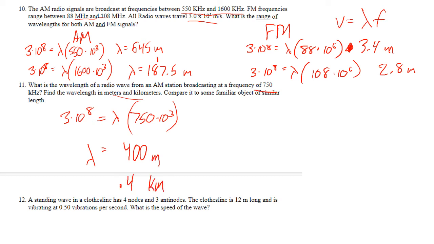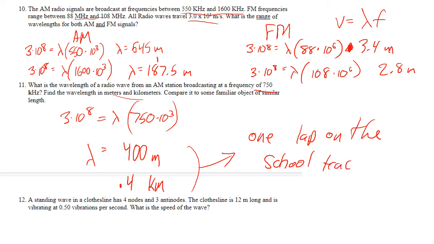So how long is that? Well, here's the easiest thing I thought of. This is one lap on the track. School track, right? If you run around one time, that is one wave for that radio station. Do you remember being in school and running around the track? Back in the dark ages, it felt like.